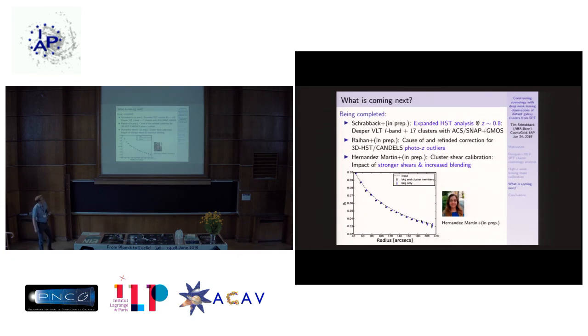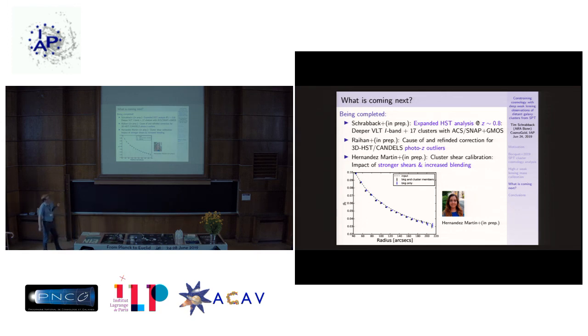Okay, so let me just, in the final minutes, say a few words on what's coming next year. So we have some papers in preparation, which will hopefully come out soon. One thing includes an expanded Hubble analysis at similar redshifts, where on the one hand, we have deeper VLT data for some of the previous clusters, because that has been one of the main limitations, that our color measurements weren't deep enough. But also, we have quite a few new clusters with HST observations.